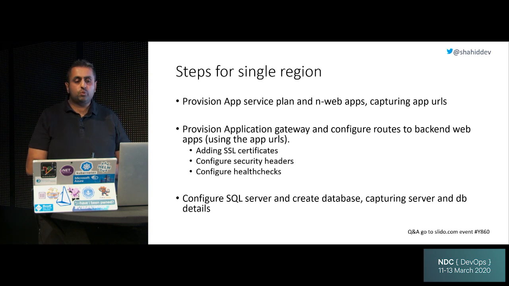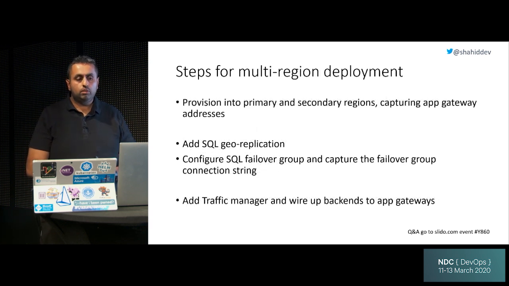You also have to configure the SQL Server database, and you have to capture the details of that because you'll need that later. Now, if we look at the multi-region deployment, we do everything we do in a single region, but now we need to also capture the gateway addresses. We need to add SQL geo-replication. We need to configure the failover group, and then we need to configure the traffic manager to point to those application gateways. So there's a lot of things going on here. There's a lot of conditional logic, there's a lot of loops.